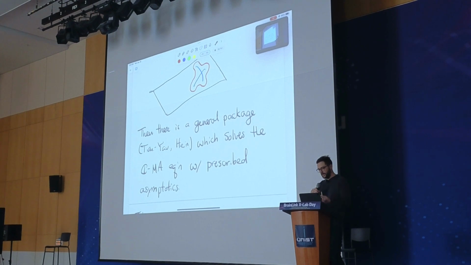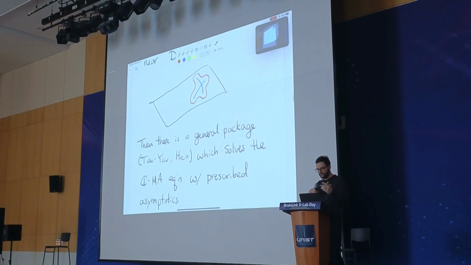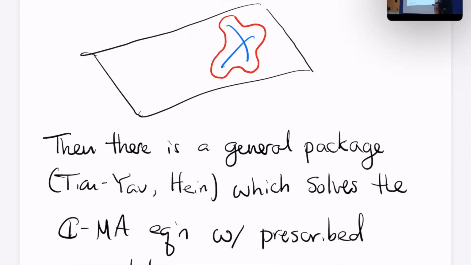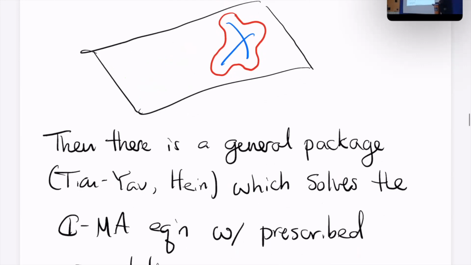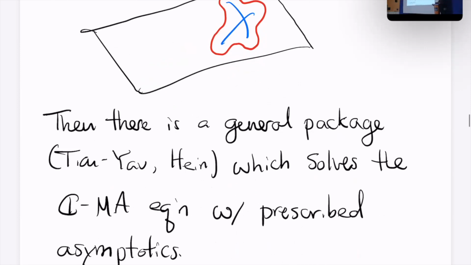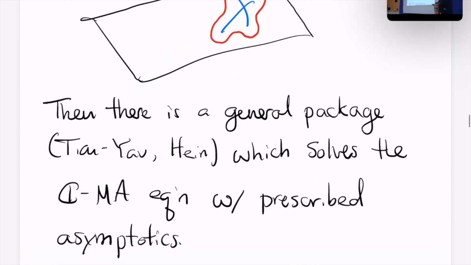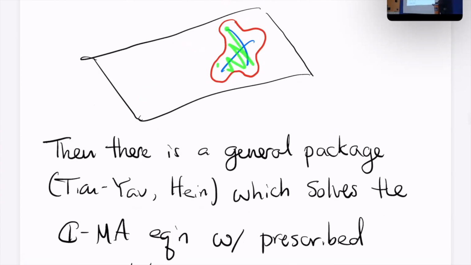So you can view this as some sort of boundary value problem for the complex Monge-Ampère equation. You have a domain and target asymptotics outside of this domain, and you want to solve the complex Monge-Ampère equation with those asymptotics. So there's a very good way of doing this now, thanks to the work of Tian-Yau and Hein. So that reduces the problem to understanding what happens near D.